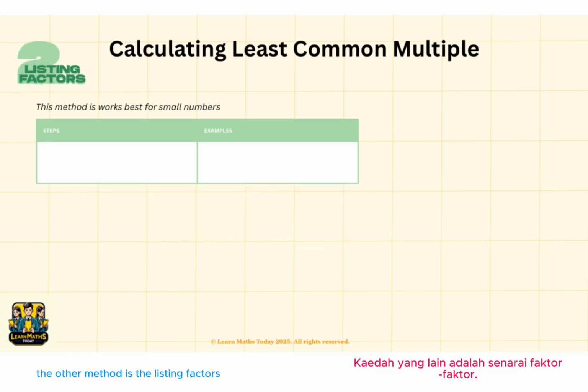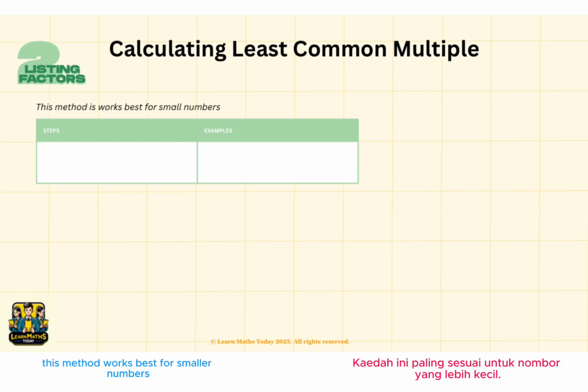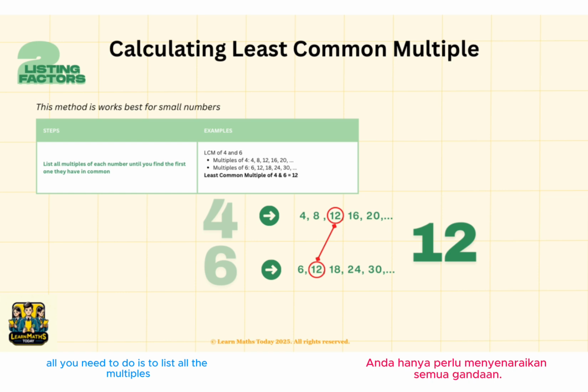The other method is listing factors. This method works best for smaller numbers. What you need to do is to list all the multiples of each number until you find the first one that they have in common. To find the lowest common multiple of 4 and 6, you will need to list down all the multiples of 4 and 6. You will see that the number 12 is listed in both. Therefore, 12 is the lowest common multiple for 4 and 6.